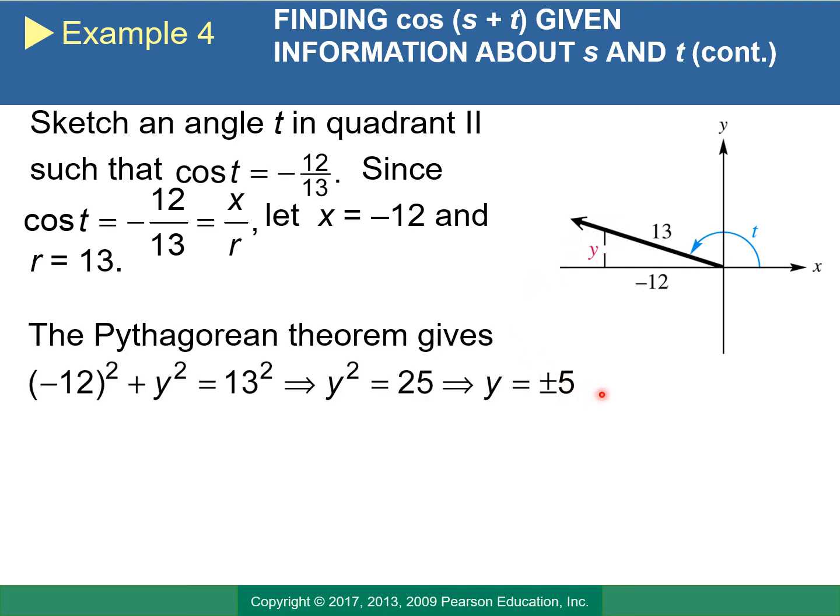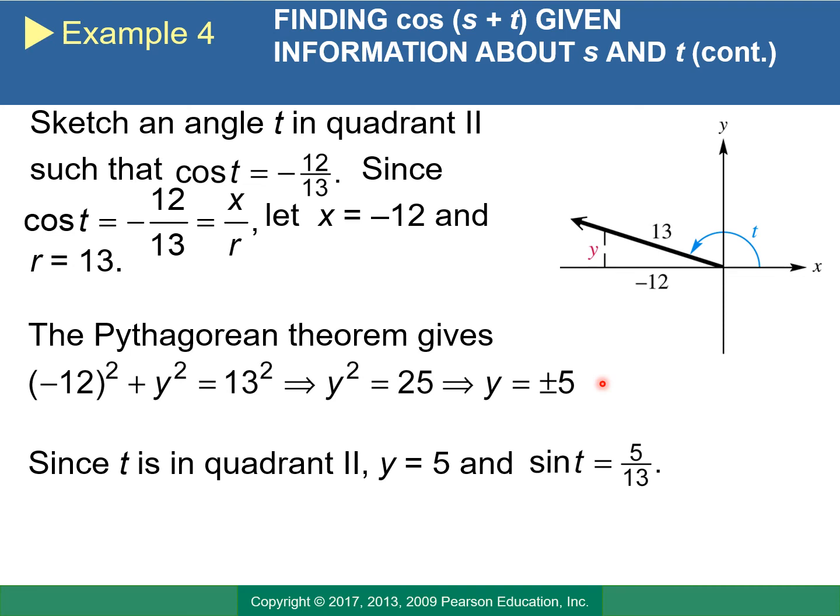And so y is either plus or minus 5. And since we're in quadrant 2, sine, or y, is positive. And so y is 5, giving us sine t. Sine of this angle t is opposite over hypotenuse, 5 over 13.